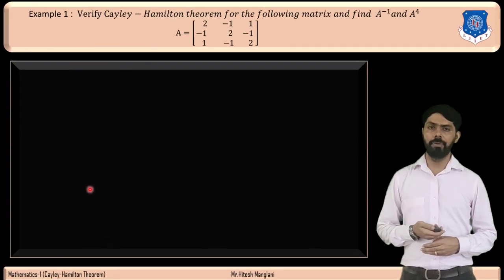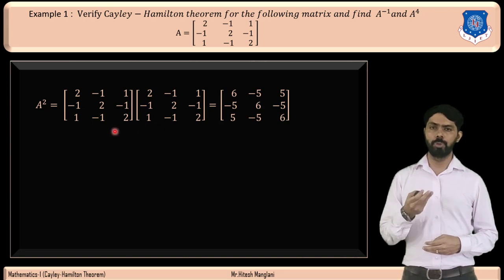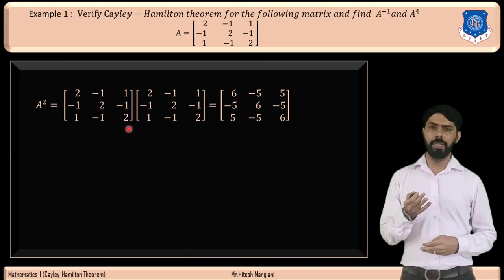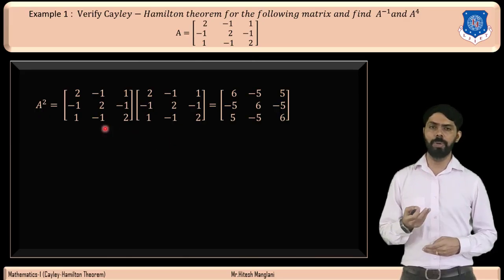Now, as we have to verify the Cayley-Hamilton theorem, for that we will have to find A square. So A square is equal to A into A. So we will multiply matrix A with itself. If we multiply these two matrices, it will be [6, -5, 5; -5, 6, -5; 5, -5, 6].